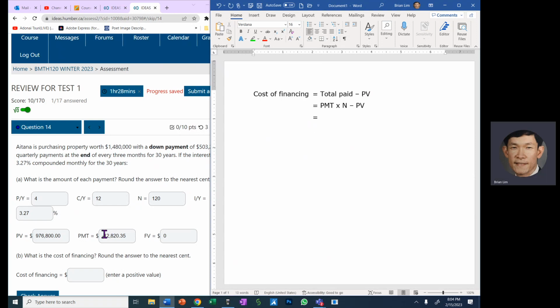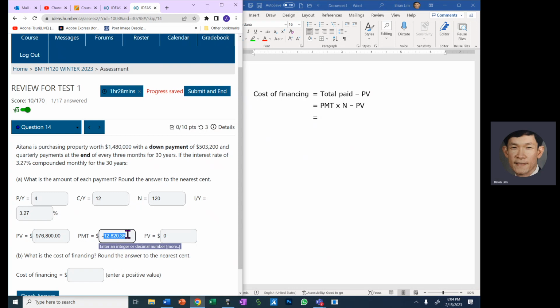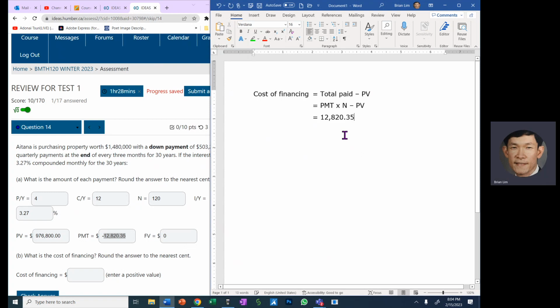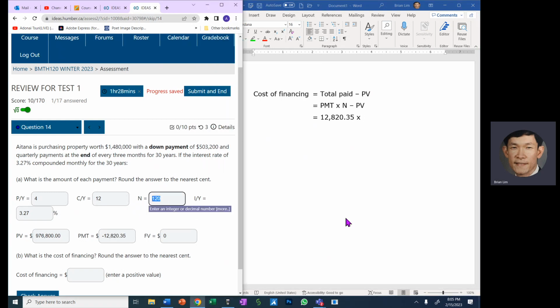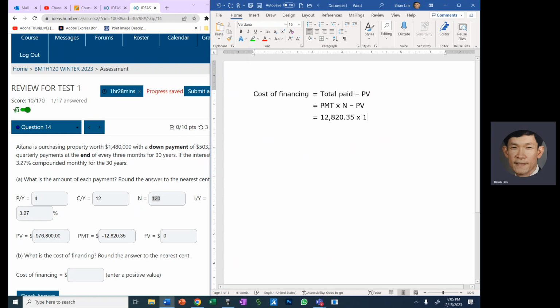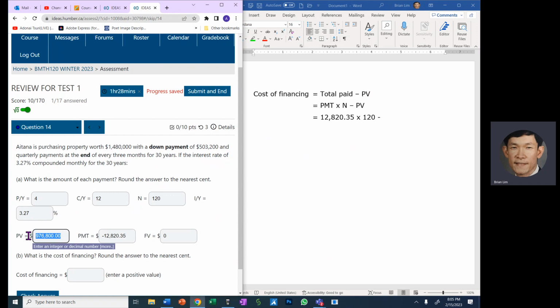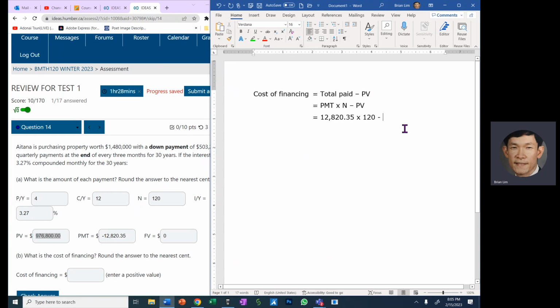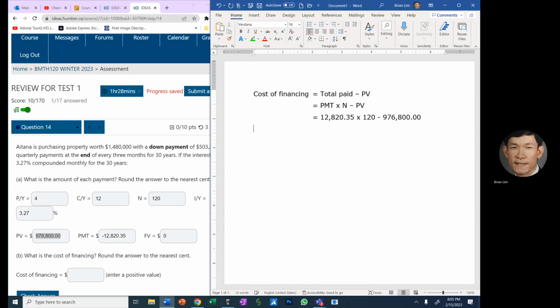Payment is this amount right here, $12,820.35. So that is the payment. And then we multiply by the number of payments, which is 120. So 120, and then we subtract the present value, which is $976,800. So there we are. And we should come up with a result.